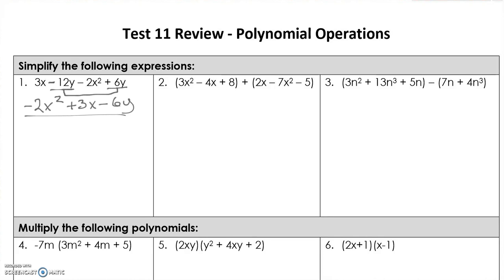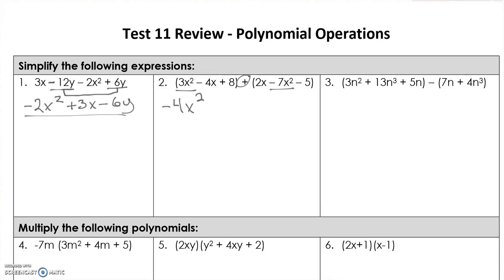Okay, looking at problem 2, this one is addition of polynomials. When we're adding polynomials, the parentheses really don't have any effect on the answer. So what we just want to do here is combine like terms once again. We've got the 3x squared here, and we have a minus 7x squared there. To combine those two terms, 3 minus 7 is a negative 4, and those two terms would then combine to equal a negative 4x squared.